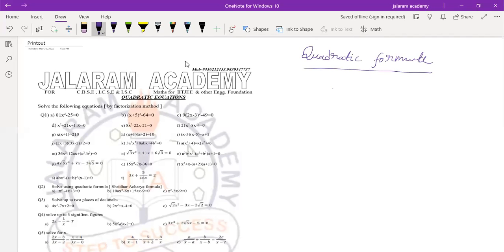Quadratic formula is used to solve the equation of the type ax square plus bx plus c equals to 0 with a not equal to 0, and this equation is called quadratic equation. Okay, now to find the two roots, we have first learnt two methods: factorization method and the method of making perfect square. Today we will study about quadratic formula.